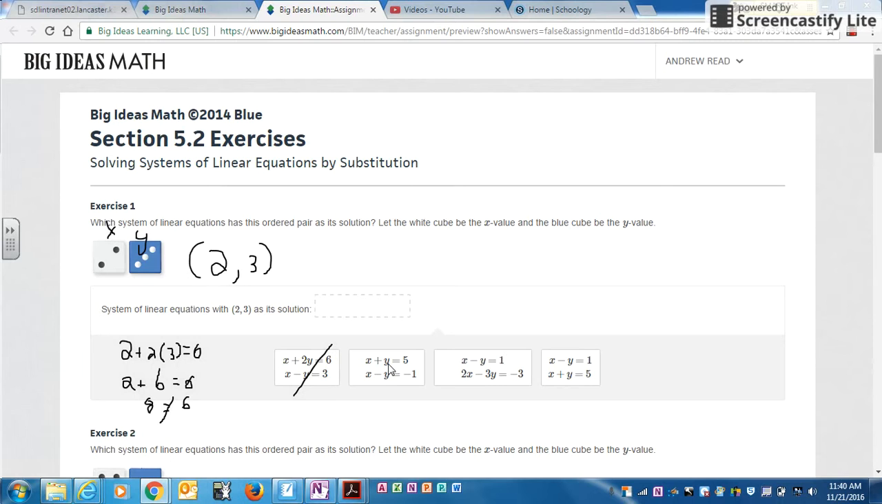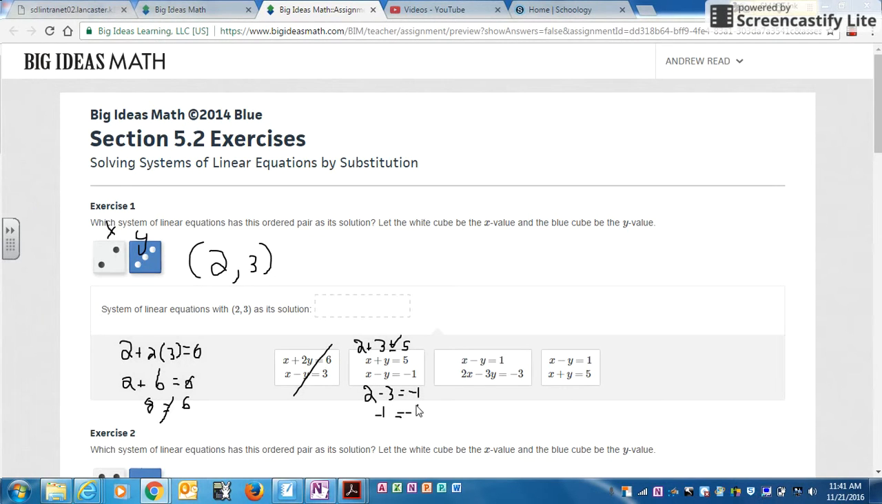X plus y equals 5. We can do that one in our head, really. 2, I'm going to write it right over top. 2 plus 3 equals 5. It does. So that one works. But for it to be the correct answer, it has to work for both of them. So does 2 minus 3 equal -1? And 2 minus 3 does equal -1. So we have a match.